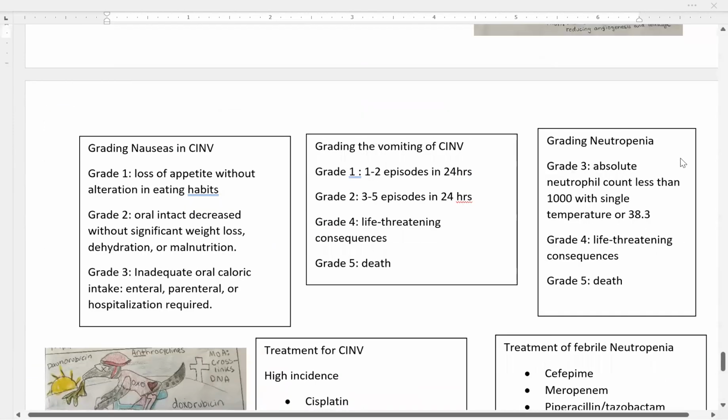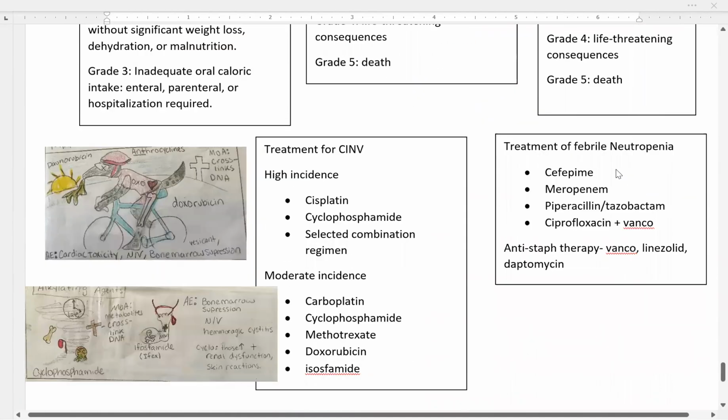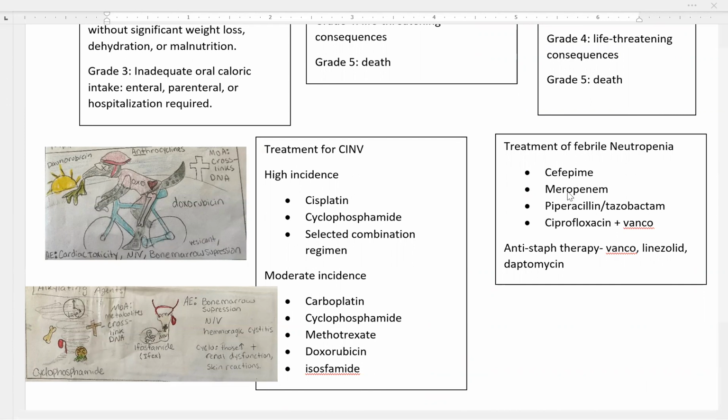Going back to treating neutropenia, you can use antibiotics. So cefepime, which is a cephalosporin, meropenem, which is a carbapenem, piperacillin tazobactam, ciprofloxacin plus vanco. You could use some anti-staph therapy. It's not super reliable, but if you did, you would use vancomycin, linezolid, and daptomycin.